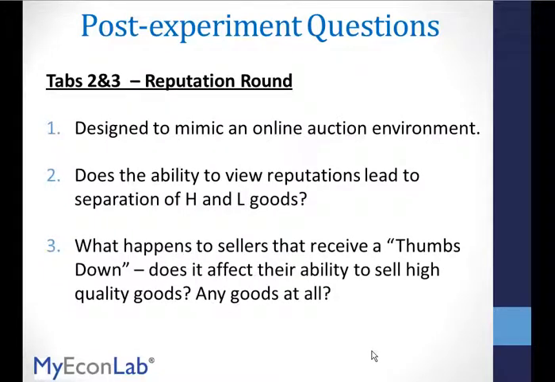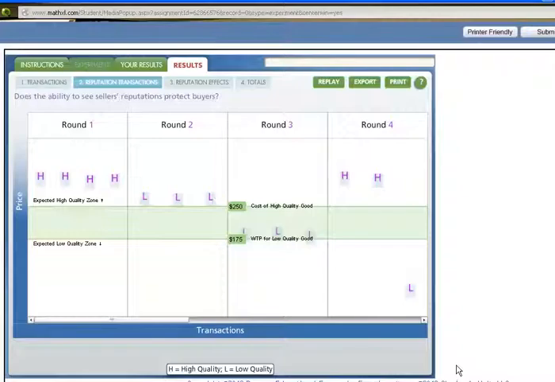Now, the reputation rounds, again, are designed to mimic online auctions. And really, the idea is to show what happens when a seller gets a thumbs down. Are they able to sell a high quality good anymore? Are they able to sell any sort of goods at all? So really this idea is, does reputation matter, especially in a repeated game? In a one-shot game, no, reputation is not going to matter. But as the repeated game goes on, students learn from previous students' experience with that seller, and do we see that reputations really do matter?